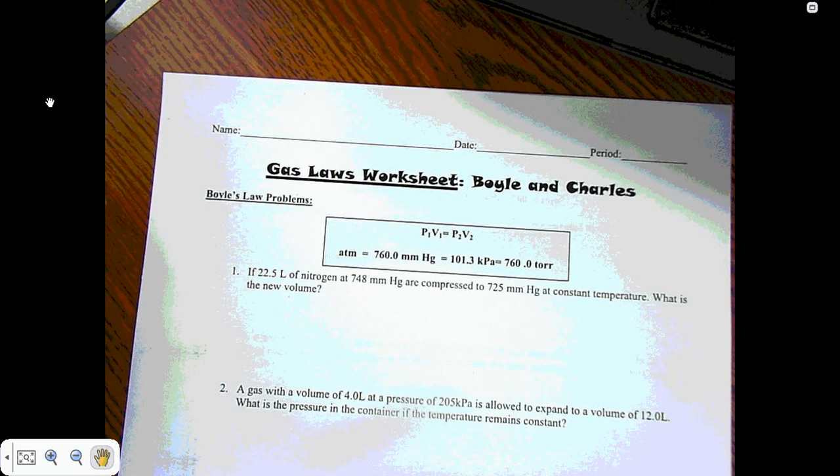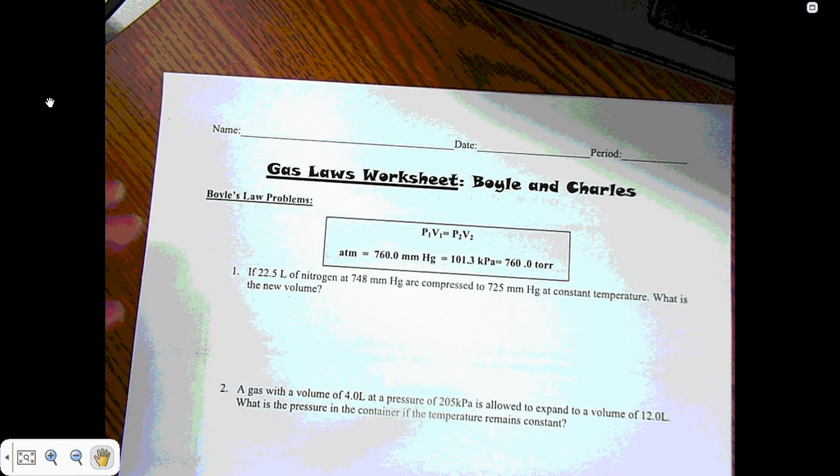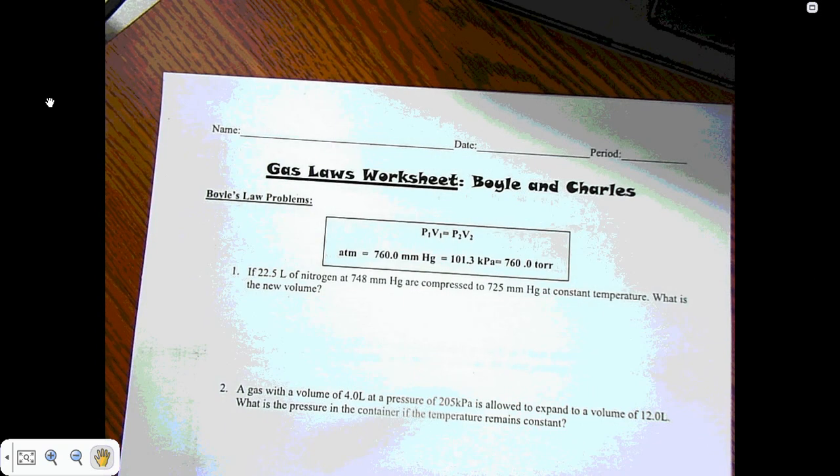Today we're going to test our knowledge with gas laws, understanding Boyle's, Charles', and hopefully we can get to some other gas laws. So let's go ahead and get started.